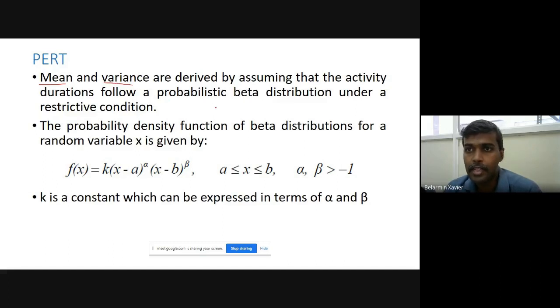Okay, so mean and variance are derived by assuming that the activity duration follows a probabilistic beta distribution under a restrictive condition. The probability density function of the beta distribution for a random variable x is given by f(x). f(x) is equal to k times (x minus a) to the power alpha times (x minus b) to the power beta, where a is less than or equal to x, less than or equal to b, and alpha, beta are greater than minus 1. So k is a constant which can be expressed in terms of alpha and beta.